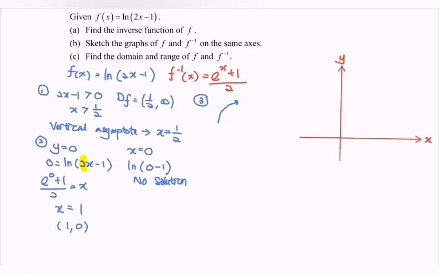Let's say we have it over here. And we have the asymptote, which is x is equal to 1 over 2. And we have the point (1, 0). So the graph will be something like this. So where we have the f(x).